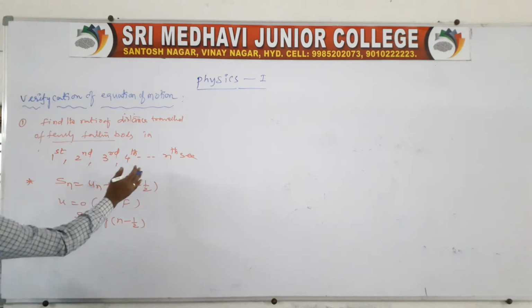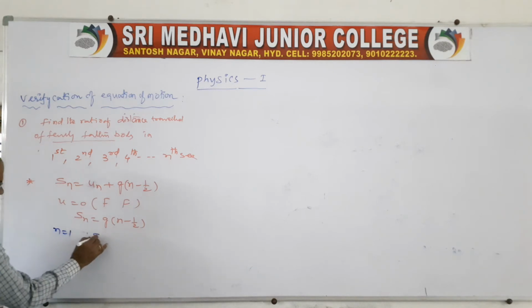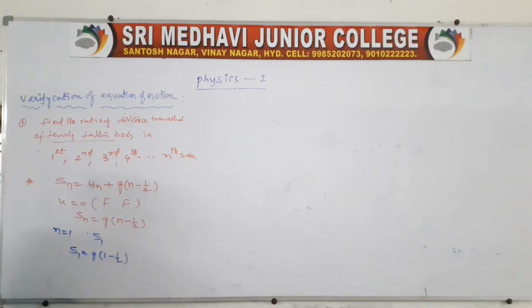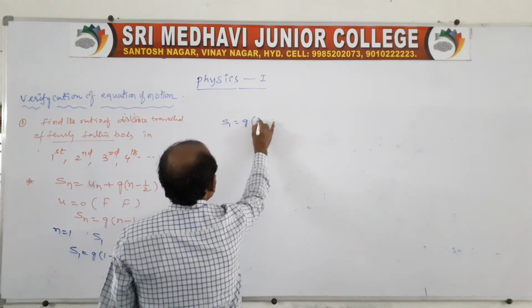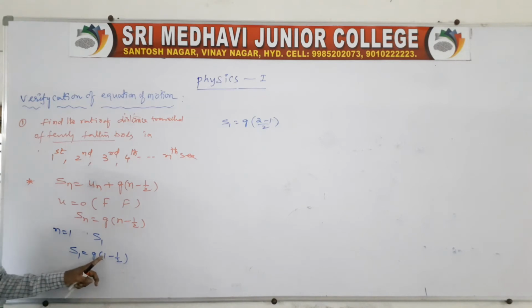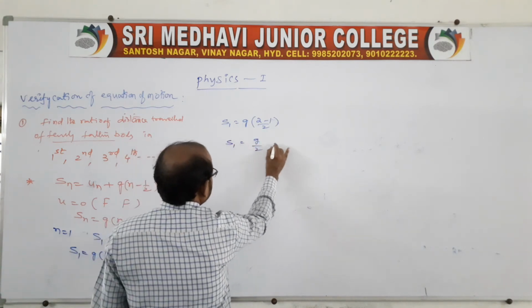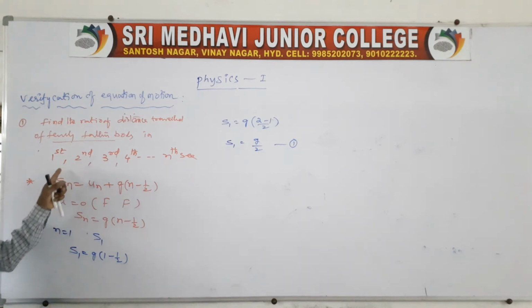Let us now take n equal to 1 second. For this situation, S1 is equal to g into (2 into 1 minus 1) by 2. You take an LCM here: S1 is equal to g into (2 minus 1) by 2. I think you know, LCM 2 into 1 minus 1 by 2. So we get S1 is equal to g by 2. This is equation 1, for the first second.